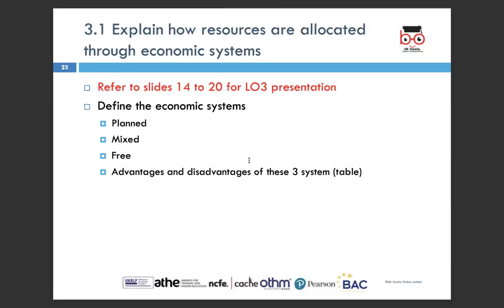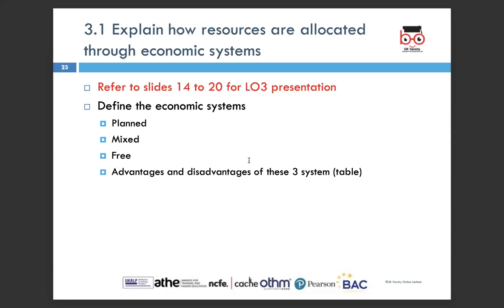Refer to slide 14, explain how resources are allocated through economic systems. So basically, define the economic systems, planned, mixed, free, and the advantages and disadvantages of the three systems in a table. The term economic system, as we explained in our last lectures, refers to a framework that is utilized by societies or governments in order to organize and distribute resources, services, and goods within a particular geographical region or country.